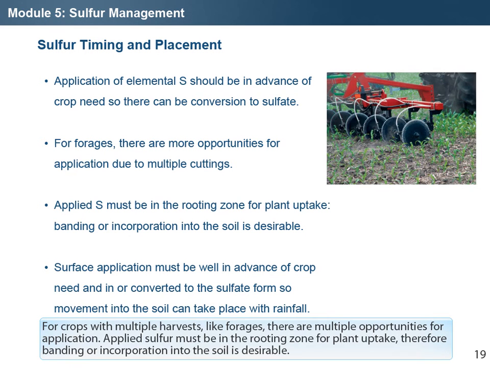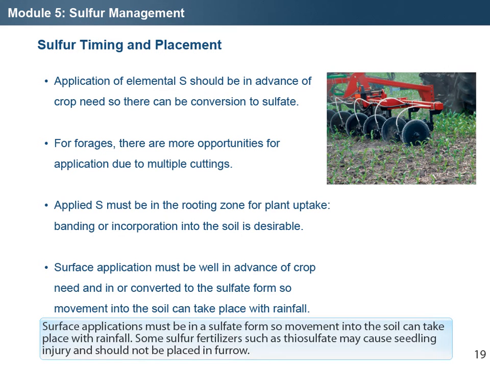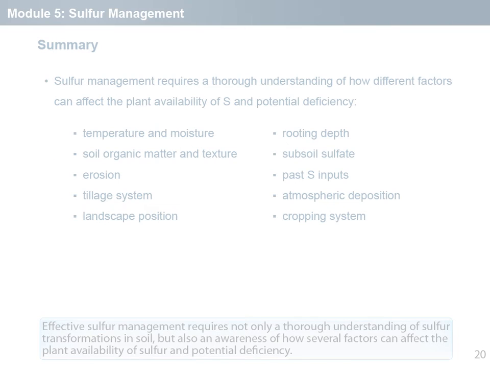Applied sulfur must be in the rooting zone for plant uptake, therefore banding or incorporation into the soil is desirable. Surface applications must be in a sulfate form so movement into the soil can take place with rainfall. Some sulfur fertilizers, such as thiosulfate, may cause seedling injury and should not be placed in furrow.